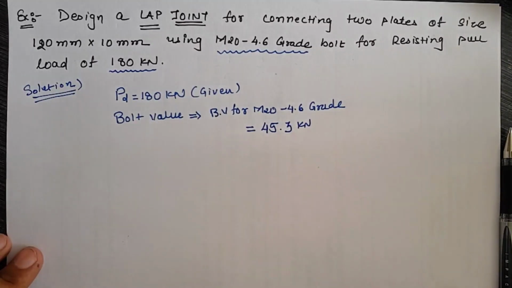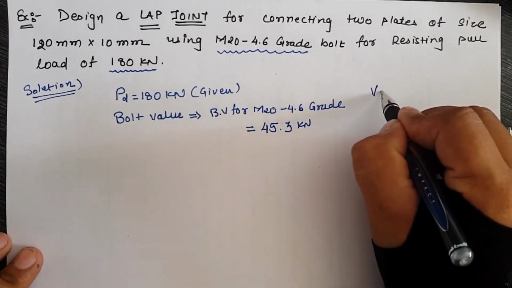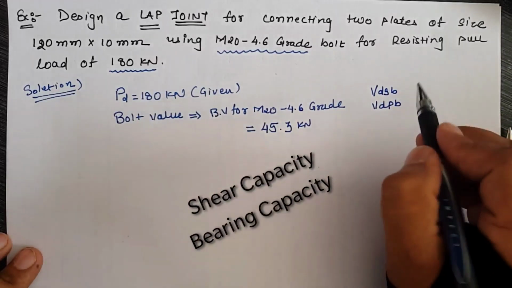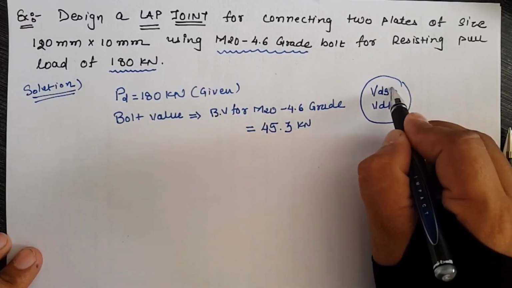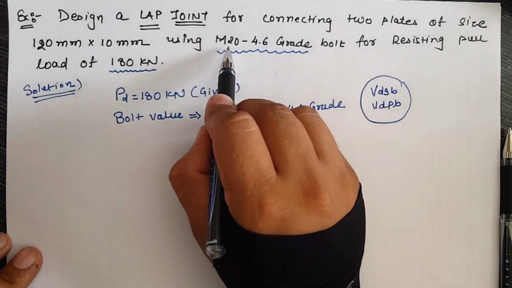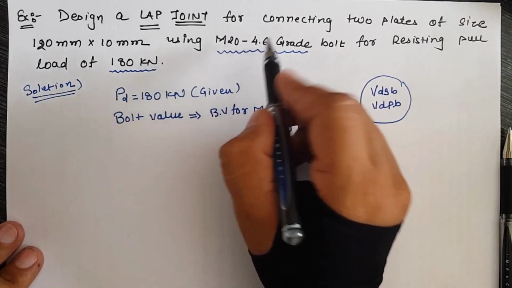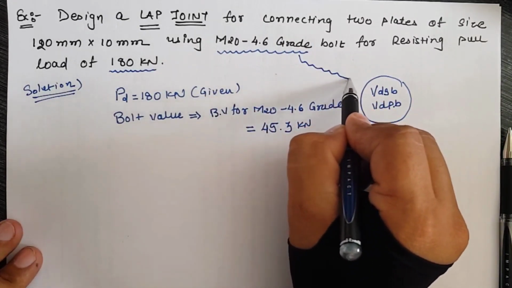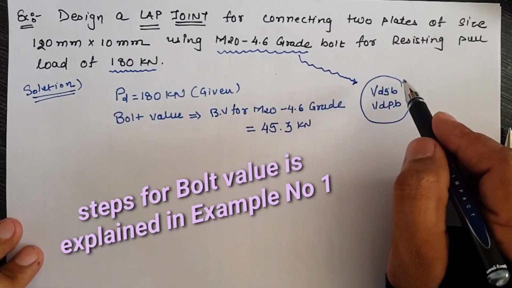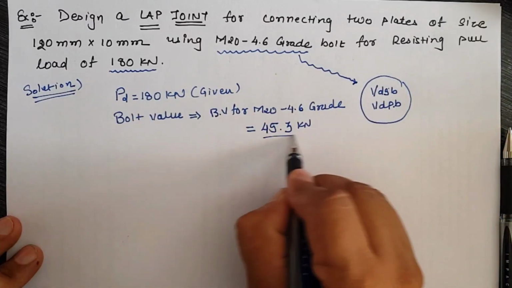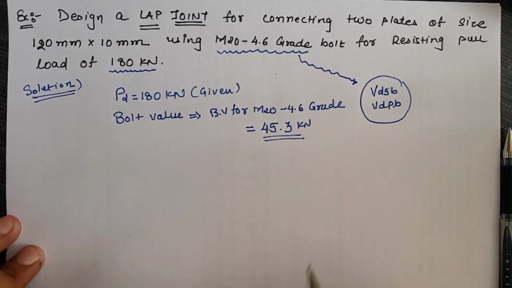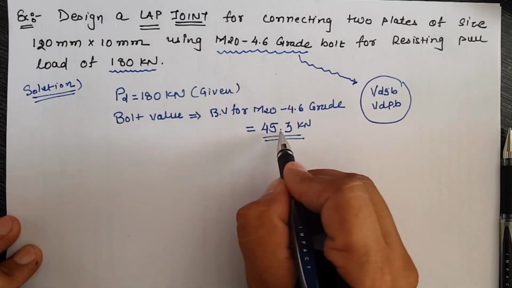If the bolt value is not given to us, then we have to find out the two equations VDSB and VDPB from Indian Standard 800 2007, and the minimum of these two values is known as the bolt value. Different bolt diameters as well as different grades are given, and according to that, using example number 1 from the playlist, you can find out VDSB and VDPB, and the minimum value is known as the bolt value. So we directly take 45.3 kilonewton, as M24.6 grade bolt is already solved. So we have the bolt value as 45.3.